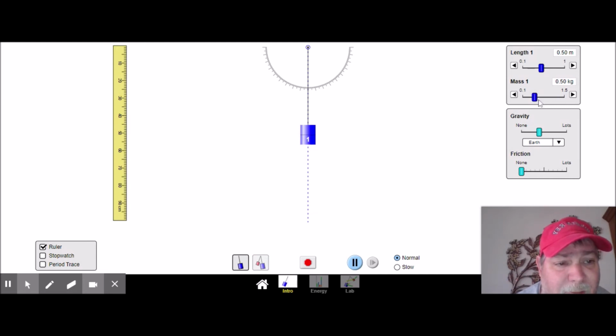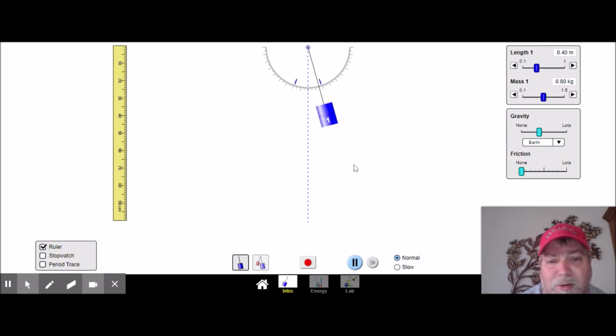All right, so there's several things we can change here. We don't want to go to a different planet, so we'll just leave Earth's gravity as is. You can change all kinds of stuff here. If you look at the worksheet for the lab, it's going to have you do three things. It's going to change the length. It's going to change the amplitude, a bigger amplitude, and measure the period.